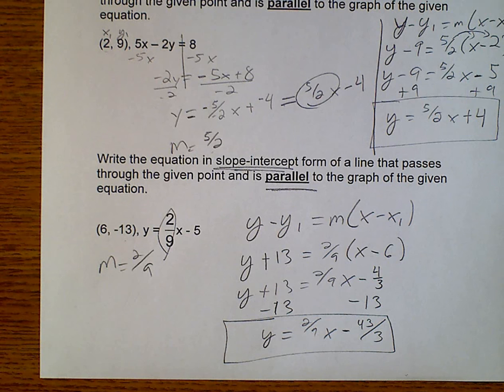So, all in all, this is pretty easy. Figure out what your slope is, then use point-slope form to determine your new equation.